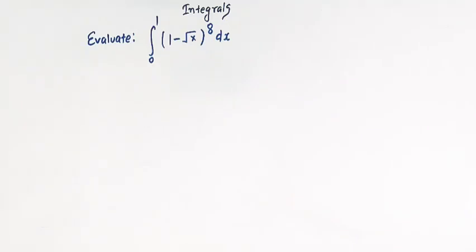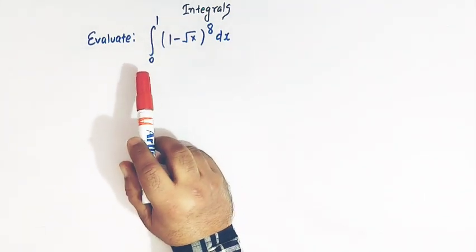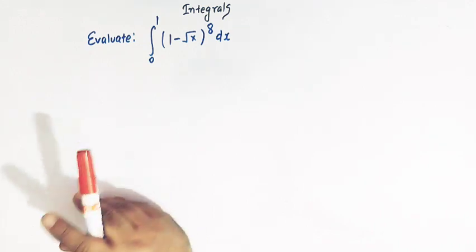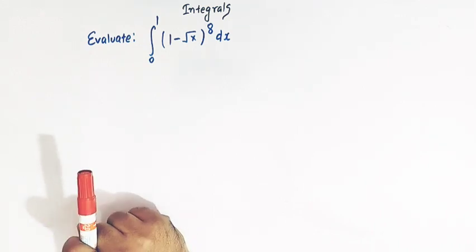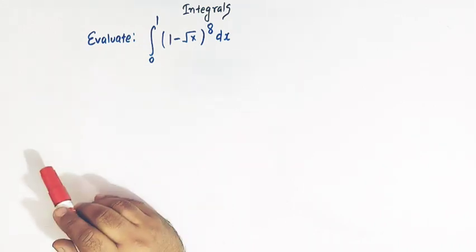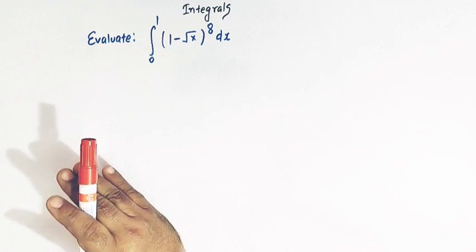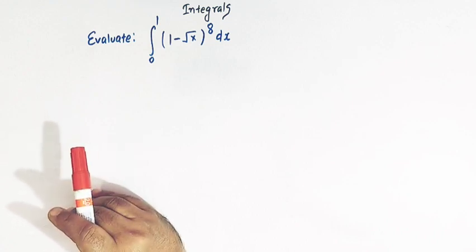Hello viewers, in today's class we are going to discuss yet another important problem from integrals. And in this class we'll discuss this integral using the concept of beta function. The beta function is also known as Eulerian integral of first kind.